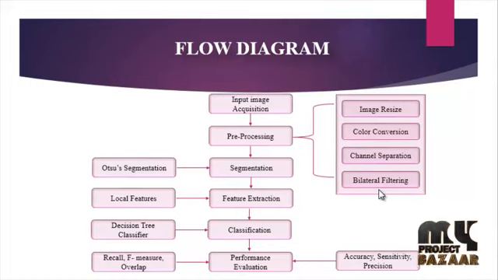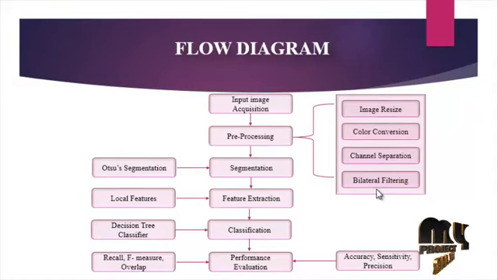A bilateral filter is a nonlinear, edge-preserving, and noise-reducing smoothing filter for images. It replaces the intensity of each pixel with a weighted average of the intensity values from the nearby pixels. This weight can be based on a Gaussian distribution. Crucially, the weights depend not only on the Euclidean distance of pixels but also on the radiometric differences.